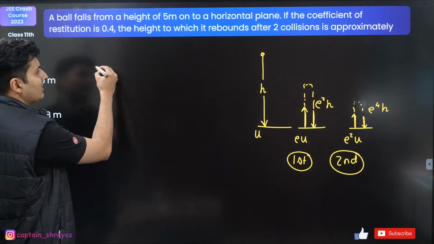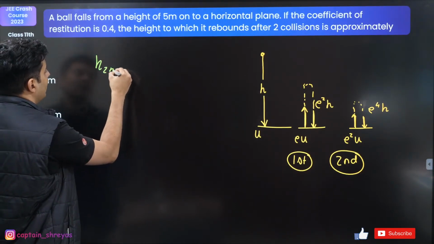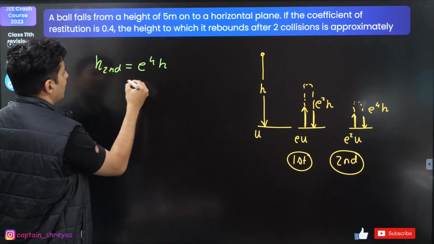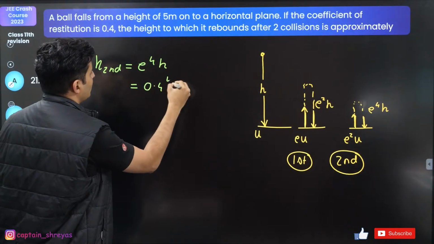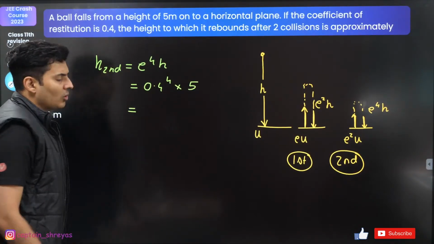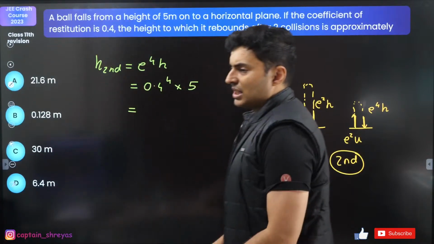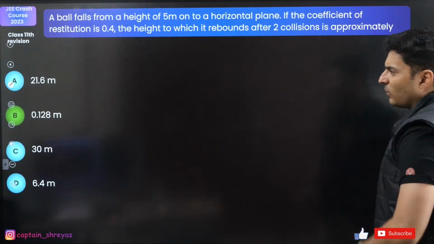So I think now it becomes easy. The height after the second collision will be e raised to 4 into h. So e is basically 0.4 raised to 4 into height. Just check this out. See if it comes out to be 0.128.